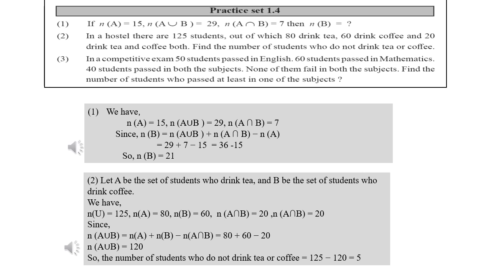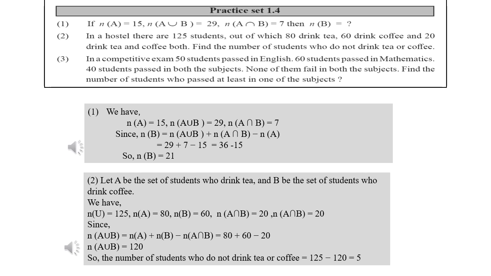The next word problem is a similar type of word problem. Now you have to think on this and solve. Okay, I'll read the question for you and explain it. In a competitive exam, 50 students passed in English, 60 students passed in mathematics, 40 students passed in both the subjects. None of them failed in both the subjects. Find the number of students who passed at least in one of the subjects.